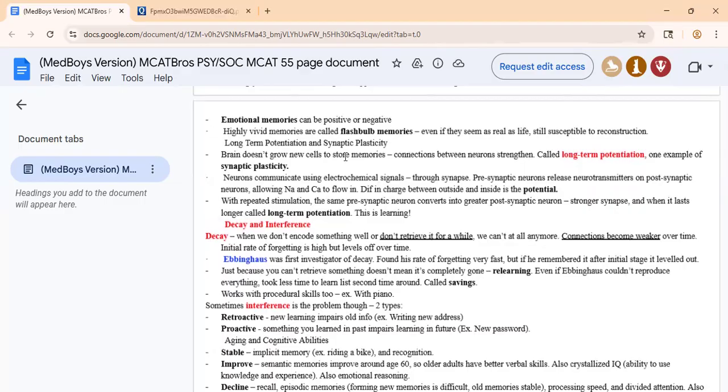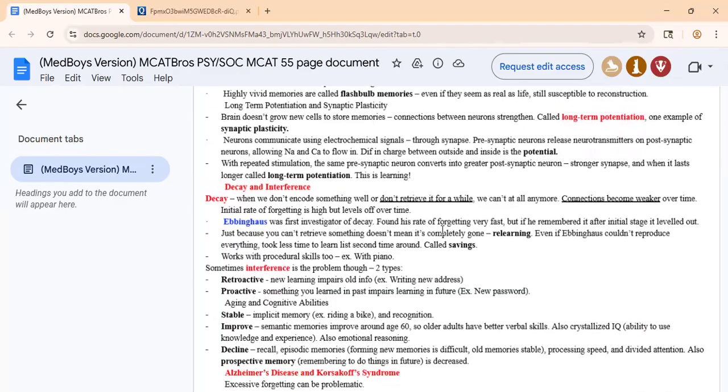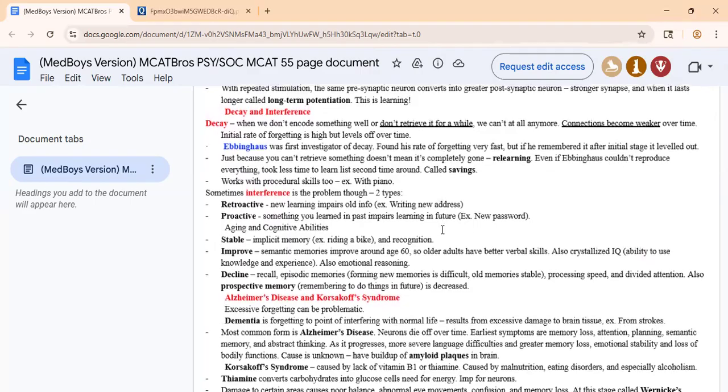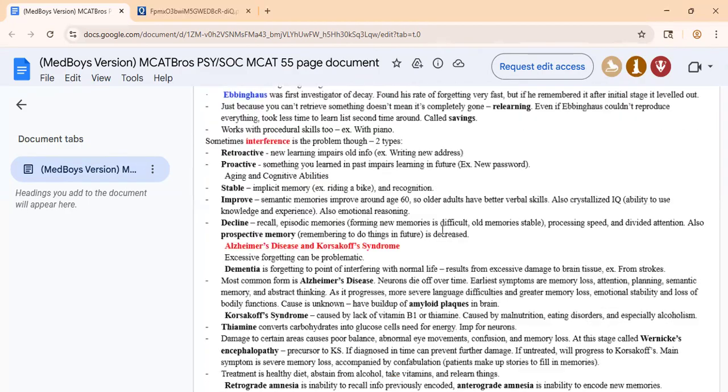Synaptic plasticity is basically connections between neurons increasing. Decay is when we don't encode something at all or don't remember something for a while.